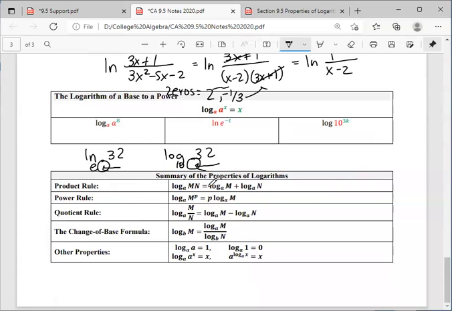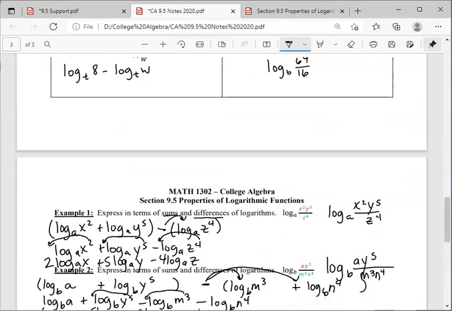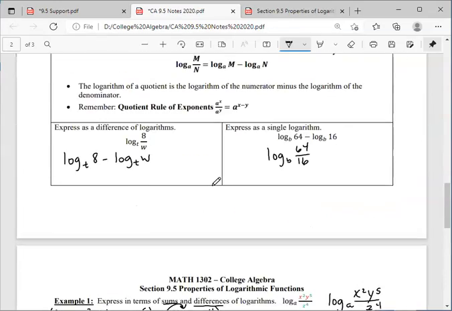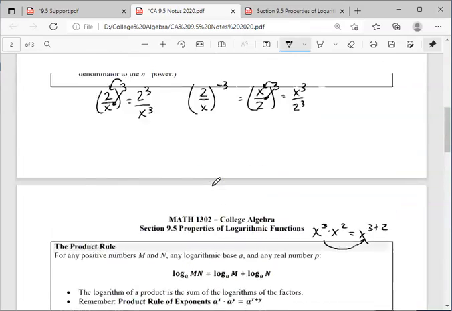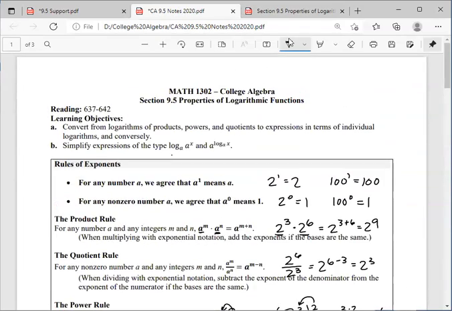This kind of goes over and gives you a summary of the rules. Okay, now, so that is 9.5. If you are needing more help with this, please make sure you go look at the video that goes over your homework, because I'm fixing to break this back down.